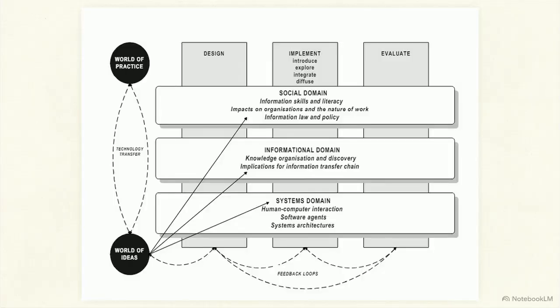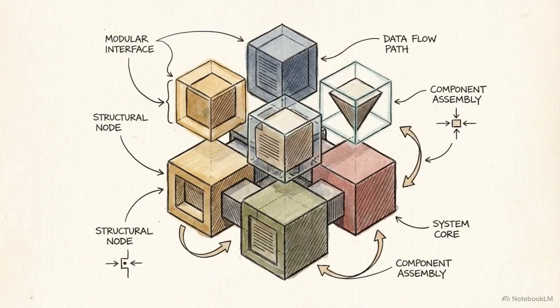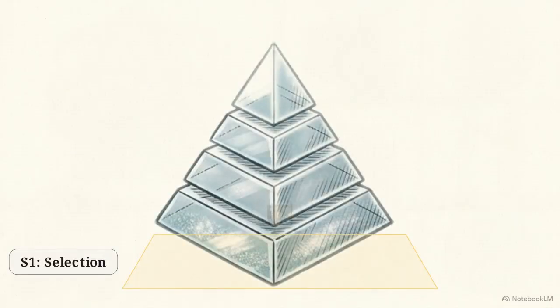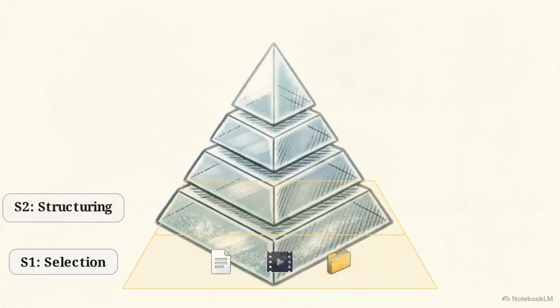This framework from Rollins and Bodden illustrates how informational, systems, and social domains must overlap to create a functional service. To organize these interactions, we use the 5S framework, a roadmap for engineering the digital library experience. The base layer is S1, selection. Selection dictates the library's scope. Administrators must determine which objects are acquired and how they align with the institution's specific mission.